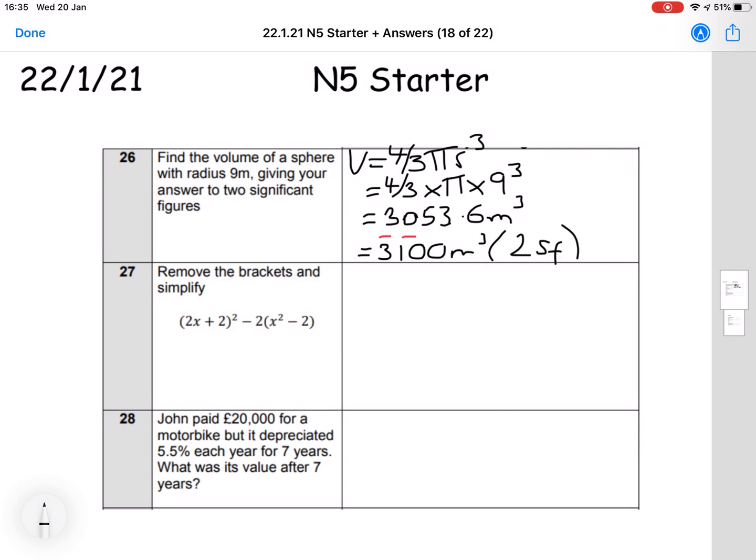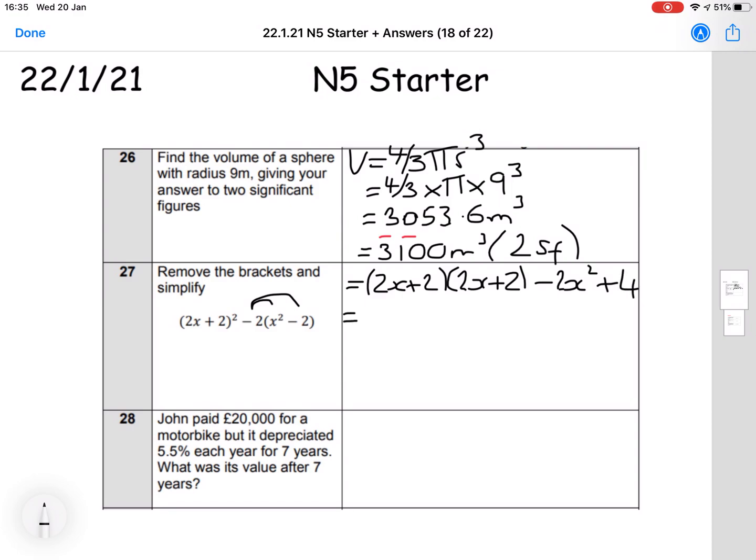Question 27 is removing the brackets and simplifying. So we have 2x plus 2 all squared minus 2 bracket x squared minus 2. So the first bracket is all squared, so that actually means that we have two of these brackets. So you could write that out as the full thing. So 2x plus 2, 2x plus 2, minus, and then I'm going to just take that second bracket out. So minus 2 times x squared is minus 2x squared. Minus 2 times minus 2 is plus 4 at the end.